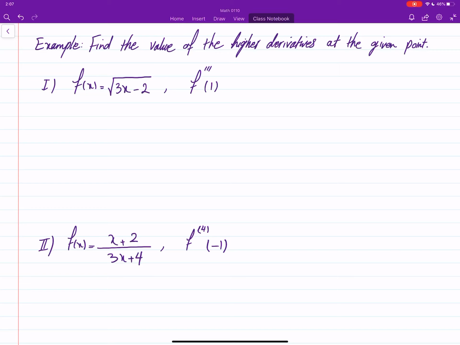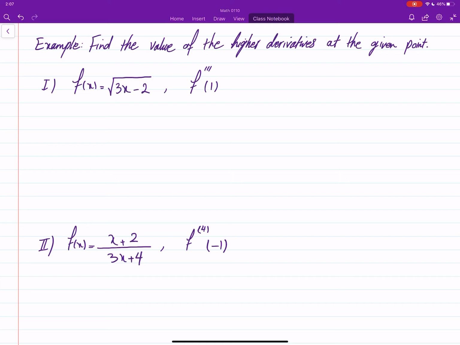Hi, in this video we will do some examples for the values of higher derivatives of a function at some points. Let us start with the first one. The function is square root of 3x minus 2 and we are supposed to find the third derivative and evaluate it at 1.